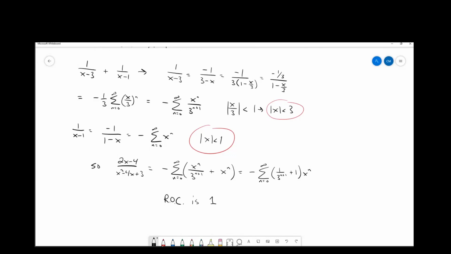Okay, any questions on how that worked? You see the strategy. Find the partial fraction decomposition, and then just do the same thing that we've been doing on the other ones. Change that into some kind of power series representation, and then just put them back together at the end.